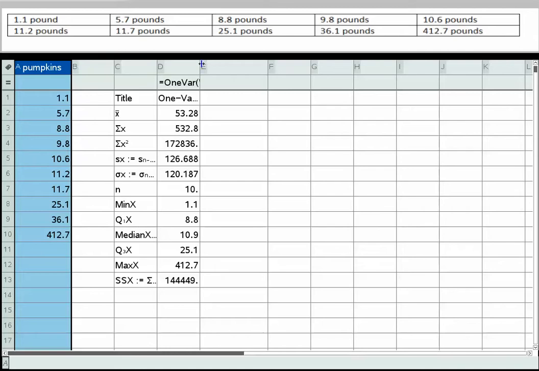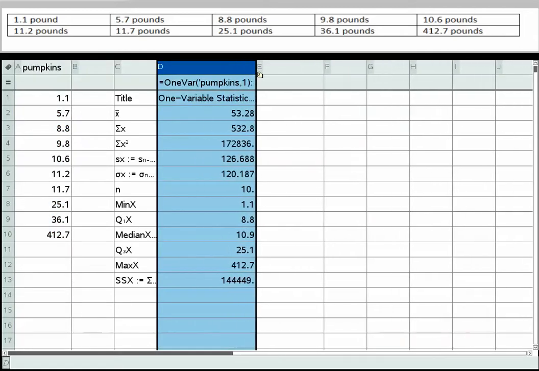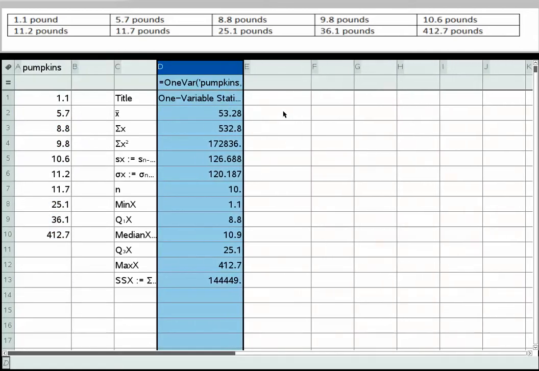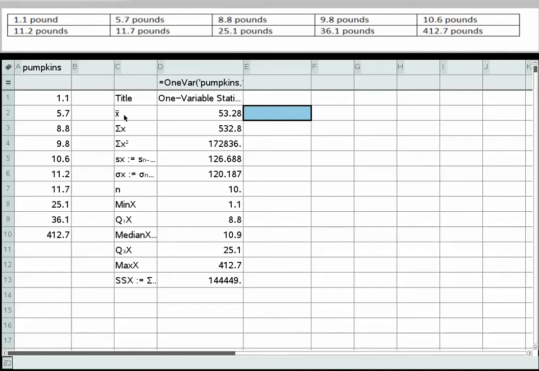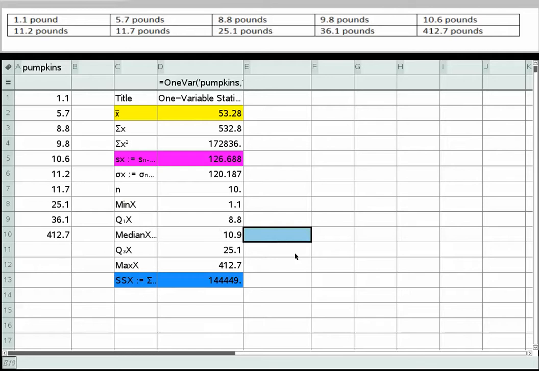And then I did one variable statistics, which you guys are getting very good at. Okay, so now, if you don't know what all these things are at this point, then this is the time to fix the problem before you take your quiz. That yellow thing is the mean. This pink thing is the sample standard deviation. This thing I'm going to make light blue is the top of the variance equation. And this stuff in here I'm going to make red, just type-wise.